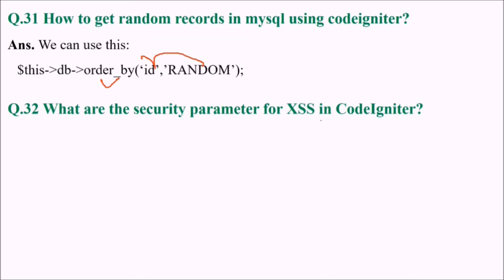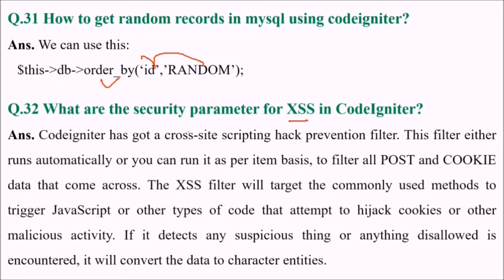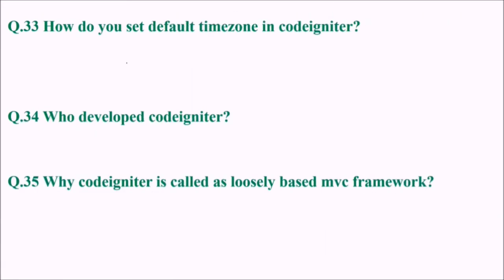What are the security parameters for XSS in CodeIgniter? We have already discussed this. Let us again go through it because this is an important thing. It has a prevention filter. This filter either runs automatically or you can run it on an item-to-item basis to filter all the post and cookie data. This XSS filter will target methods which trigger JavaScript or other types of code that may attempt to hijack the cookies or other malicious activity. If it detects anything suspicious or disallowed, it will convert the data to character entities. This already we have seen.